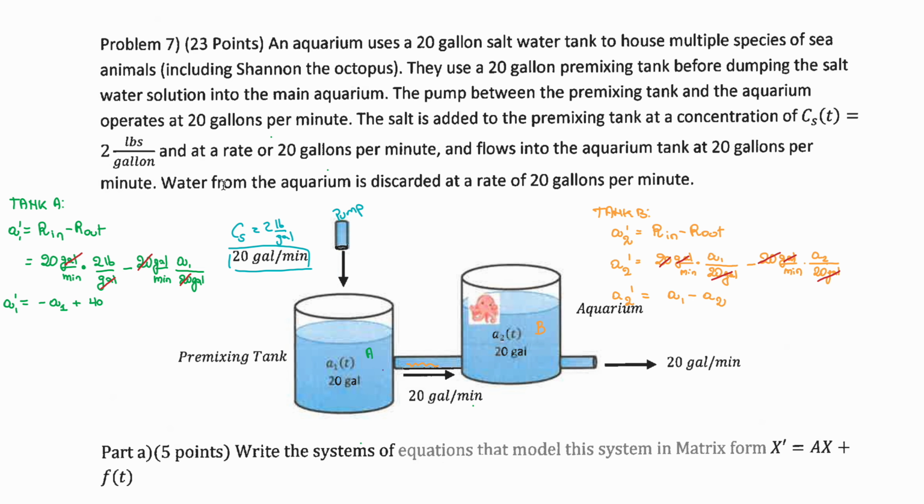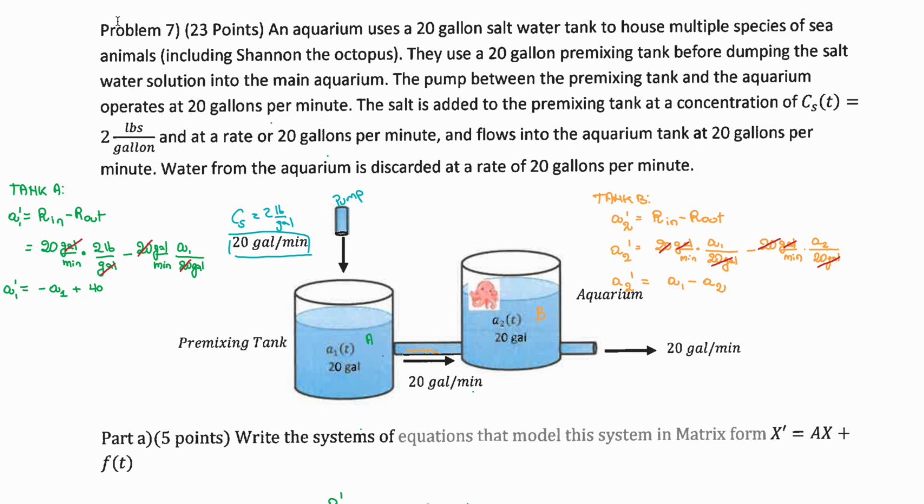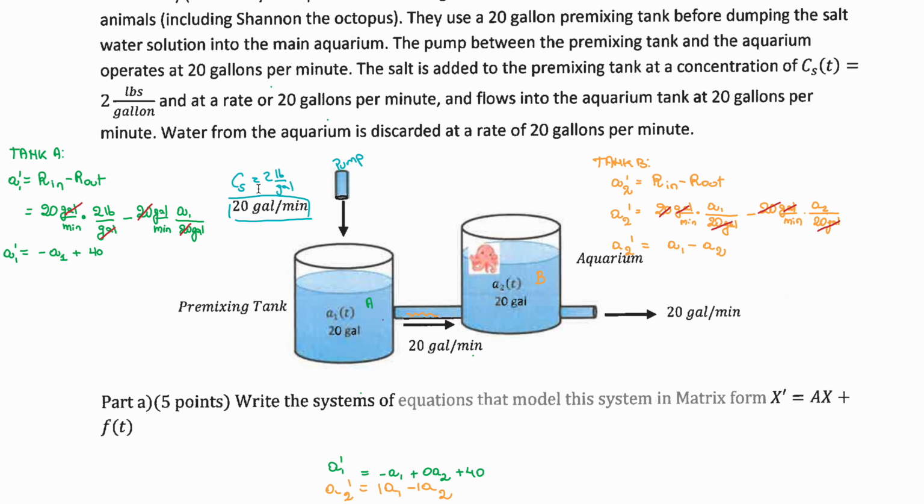In the previous video, I showed you how to approach the modeling of this problem 7 with these two tanks, with 20 gallons per minute at a concentration of 2 pounds per gallon of salt going into the first tank, and having it connected to a second tank, which also holds 20 gallons, with 20 gallons per minute coming in and 20 gallons per minute coming out.